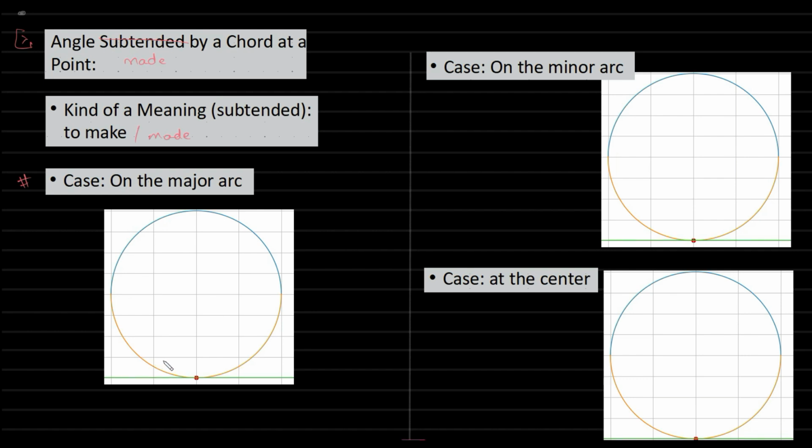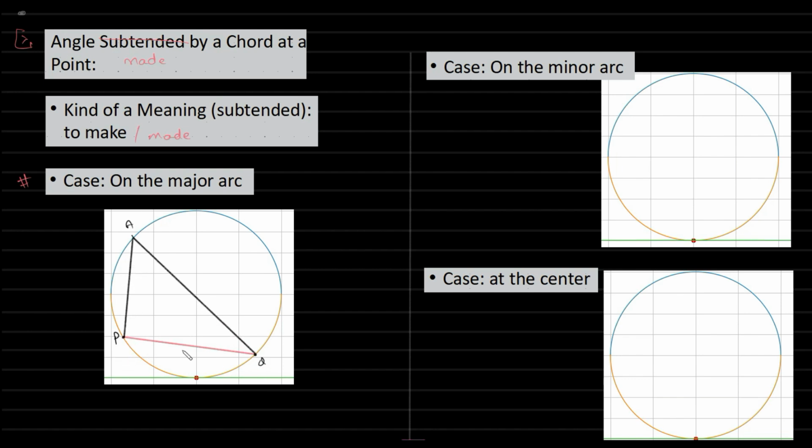So let's consider a chord first. This is a chord, right? Let me draw some random chord. Now the angle subtended by the chord on the major axis. So this is PQ. The major axis for this is PAQ. So the angle subtended by this chord with a major axis is something like this.